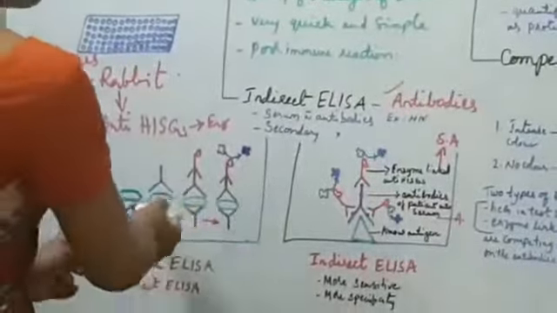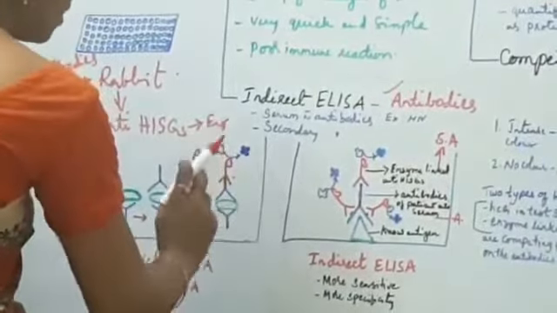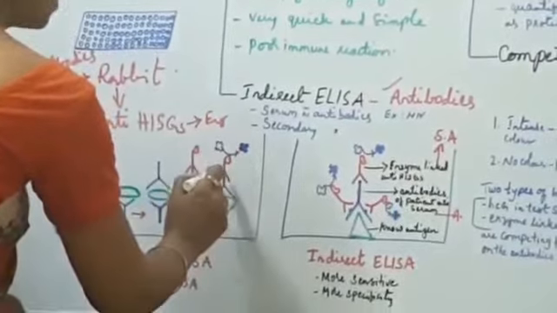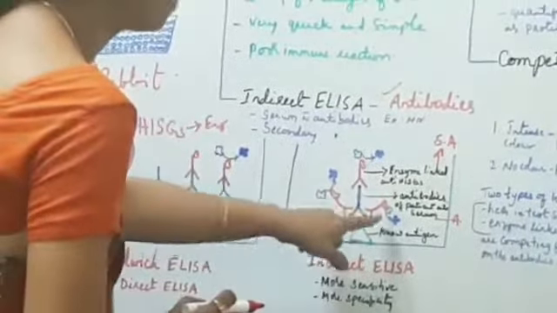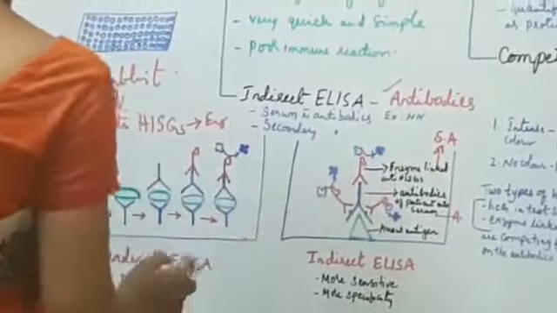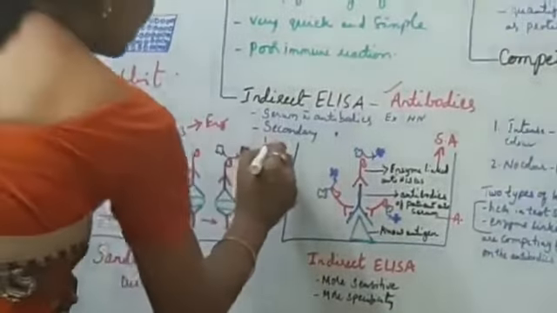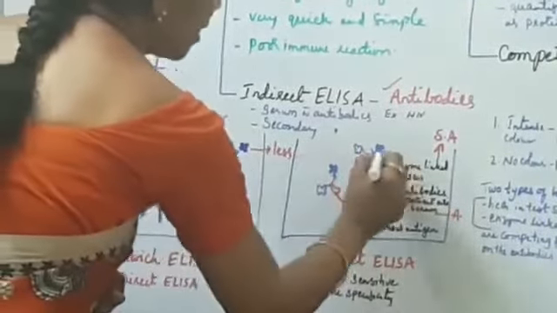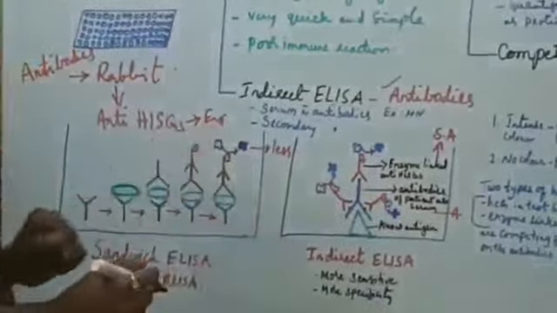If you compare direct and indirect, you observe that only one enzyme-linked antibody is attached with this complex. Here, three enzyme-linked antibodies are attached with this complex and get reacted. So the color produced here is less, and the color produced here is comparatively more than this. We can get more specificity here.